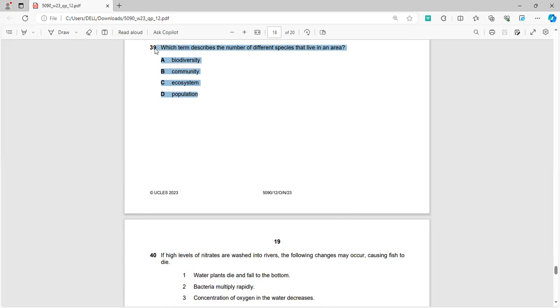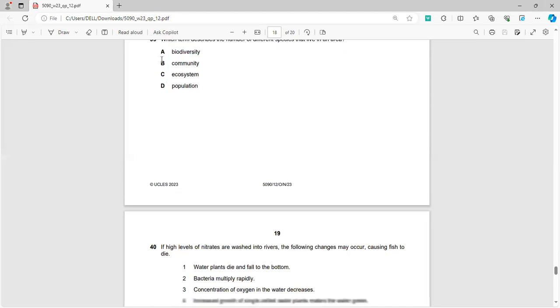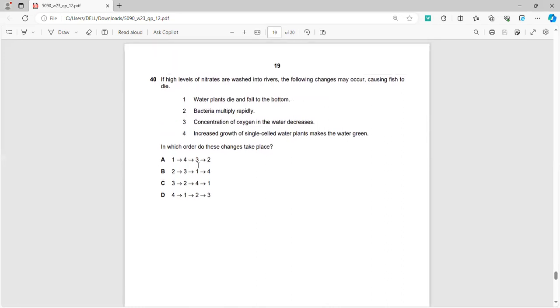Now, the term that describes the number of different species refers to biodiversity. Similarly, natural selection is the process in which the greater the number of organisms in a specific environment or habitat, the greater the competition because of the finite number of resources. Lastly, we come to the last question, number 40.